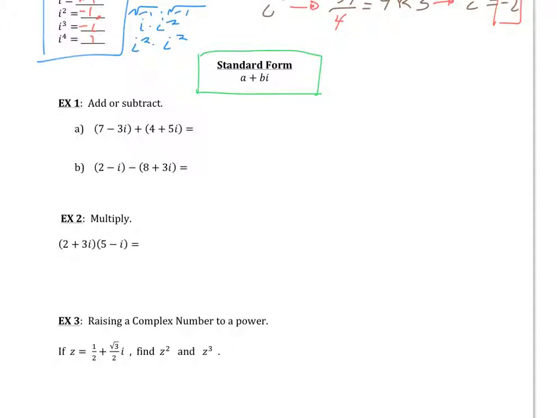A plus bi. Standard form is pretty picky. The a right here, this is your real part of what's called a complex number. It's not going to have an i attached to it. And then the bi, because it has an i attached to it, this is your imaginary part of the number.